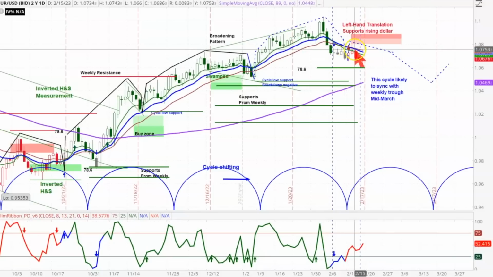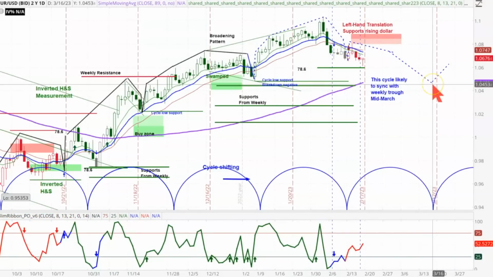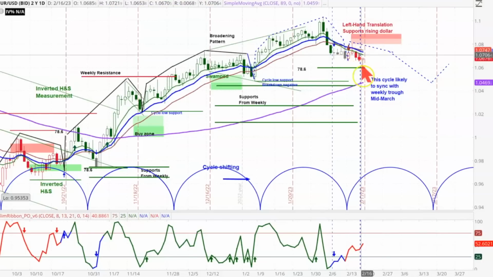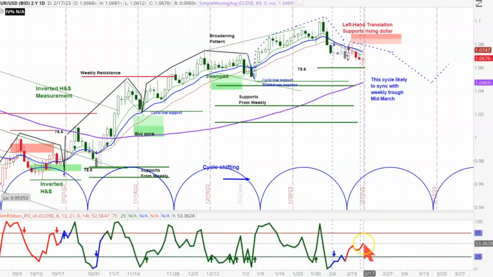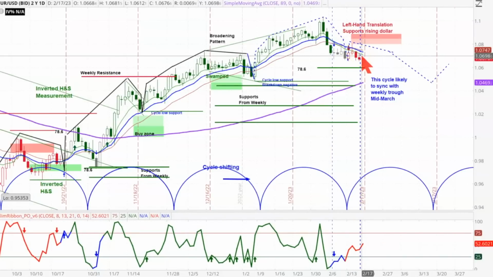A left-hand translation, which supports the rising dollar. This is likely to decline out into mid-March again. Interestingly, how that lines up with the bond market. This is a very negative occurrence. See the slim ribbon PO turning red as the slim ribbon gave you this negative signal right there.